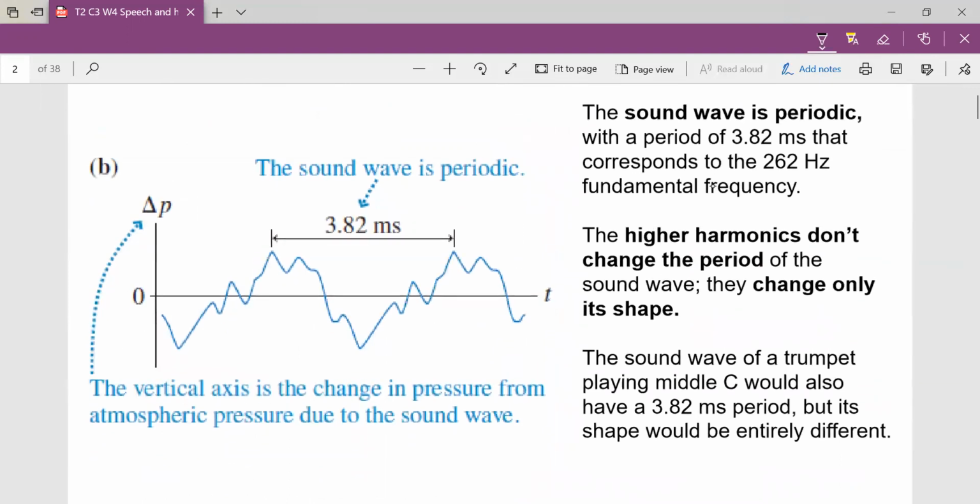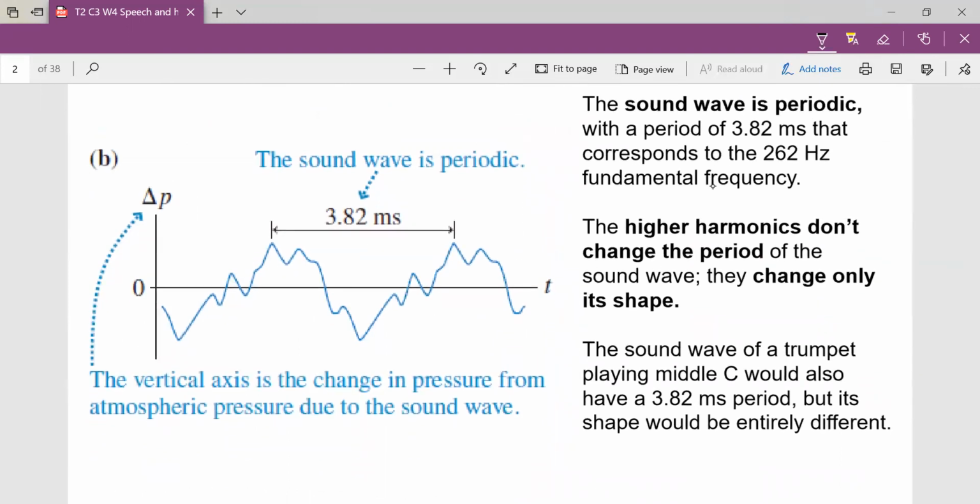So we see the wave graph of the same notes played on the guitar. If you notice the wave graph, you can see that this wave is periodic. You can see it's having the same pattern. So from this point to this point is the wave period. So the wave period for this note produced at this frequency of 262 Hz has the period of 3.82 milliseconds.